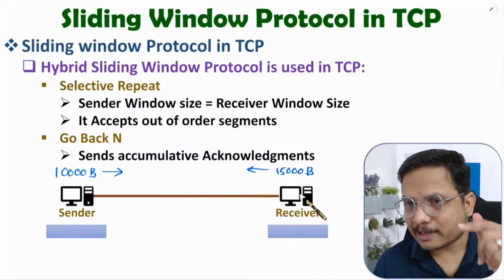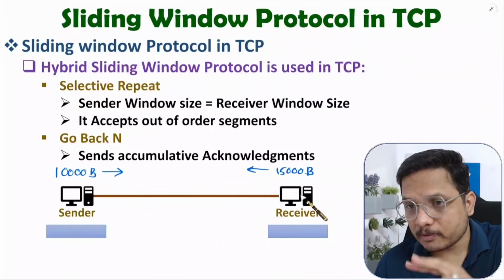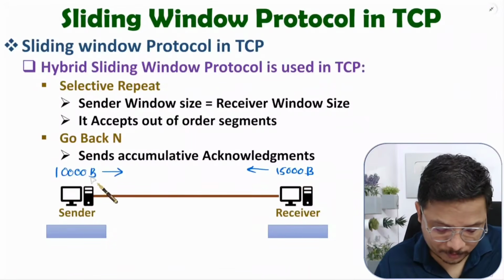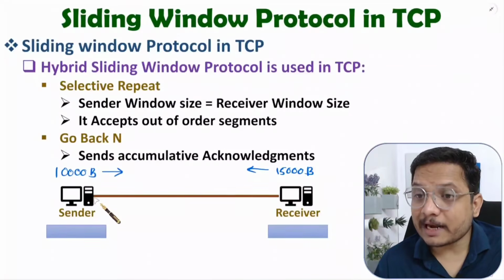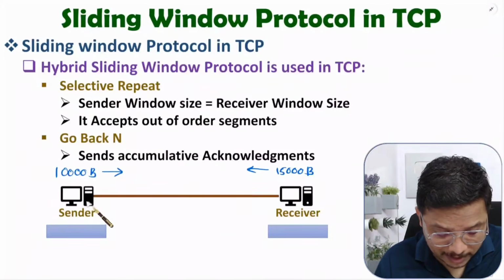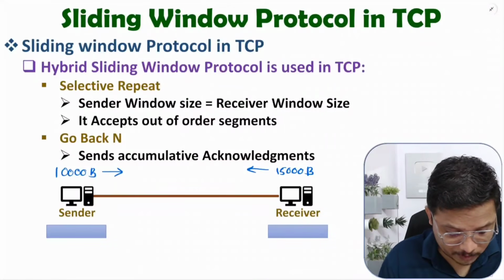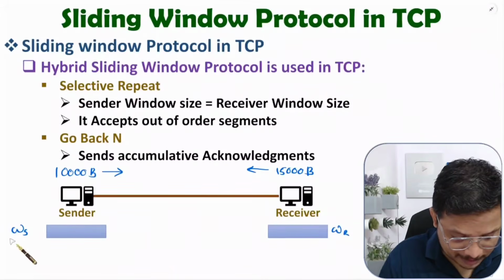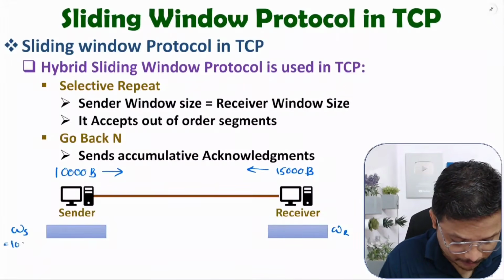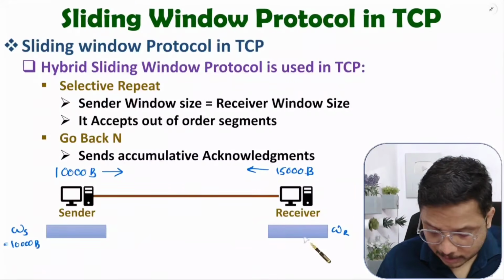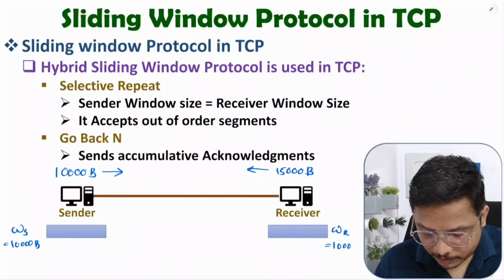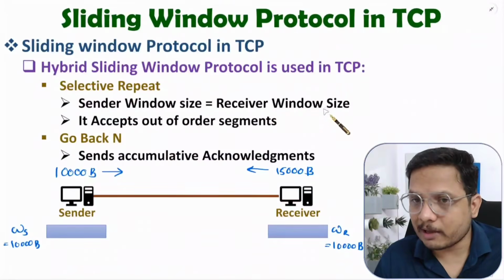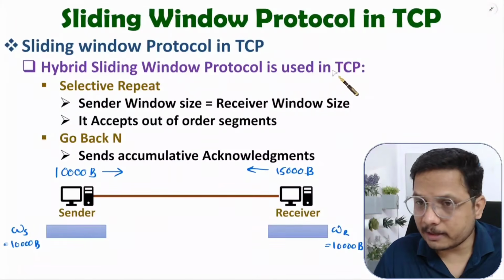At last, they agree upon the minimum of these two. The minimum of 10,000 and 15,000 is 10,000. So in transmission they agree upon 10,000 bytes of window size at the sender and receiver. Here is the sender window size and here is the receiver window size, and they agree upon 10,000 bytes. In selective repeat, the sender window and receiver window are both equal, and that is implemented here in TCP.